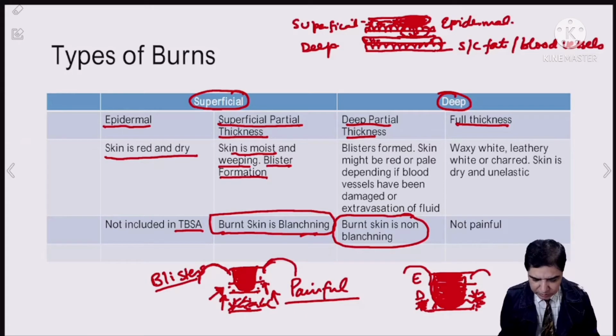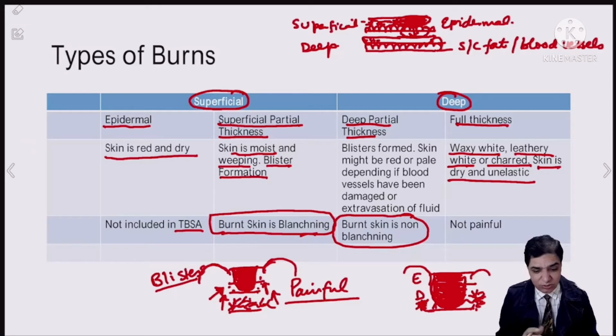While the full thickness burns are rather easy because they are waxy white, they are not pink at all, they are waxy white, they are just leathery. They might be completely leathery white or they might be charred black. And the skin is quite dry and inelastic. It's not weeping, it's very dry.